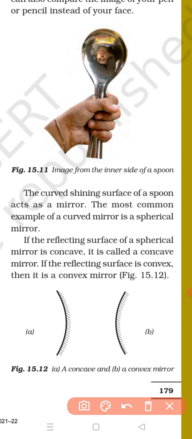Similarly here also, you see the silver coating which is at the back. This is the silver coating protected by a paint, in case of a convex mirror. And the reflecting surface is curved outwards, as you can see over here. So this is the convex surface which reflects light. Clear?